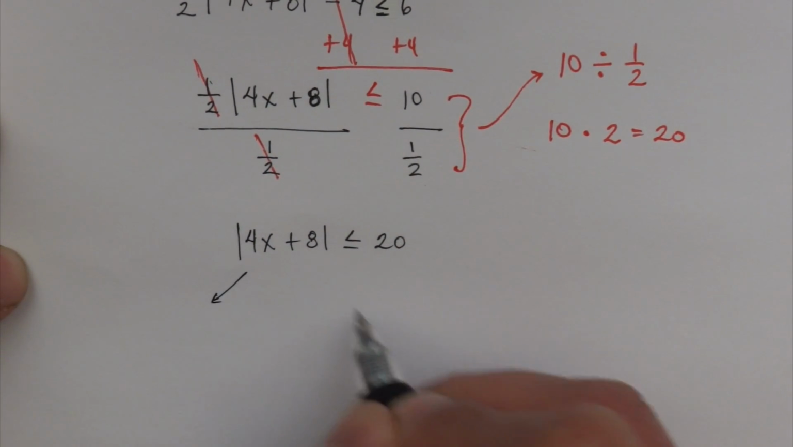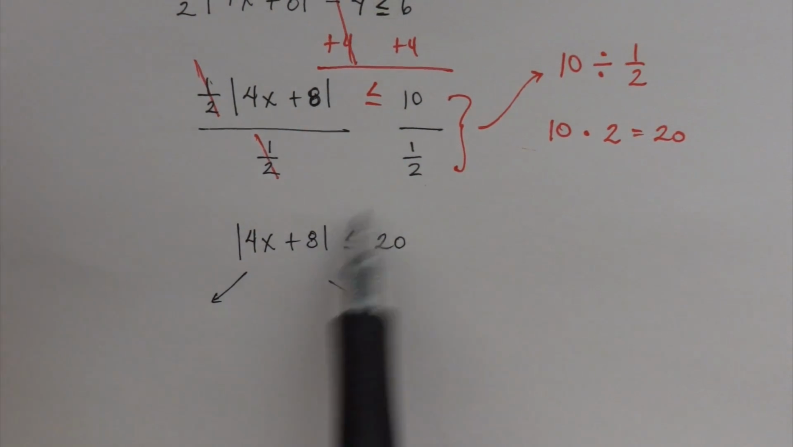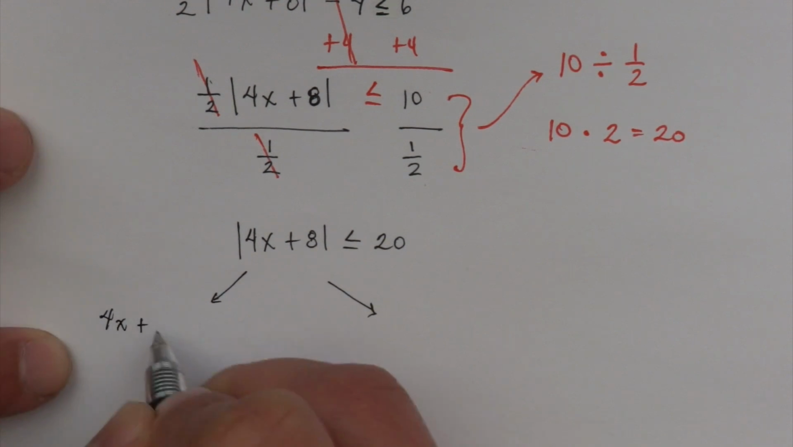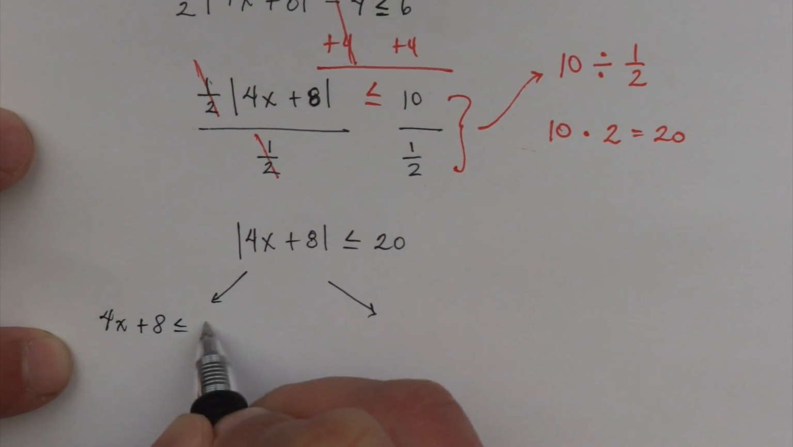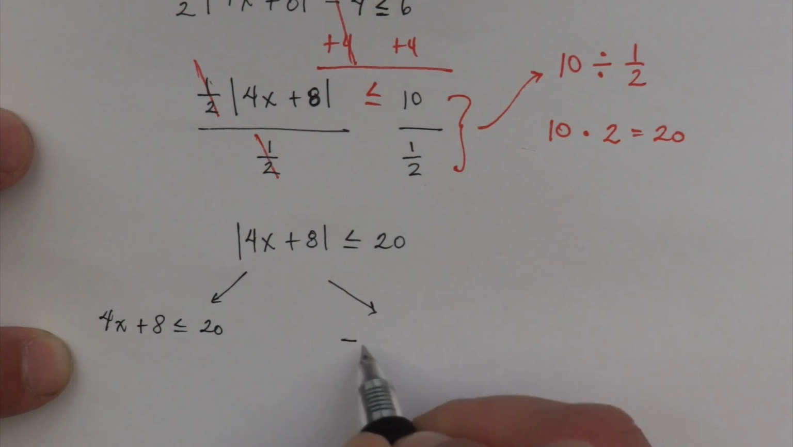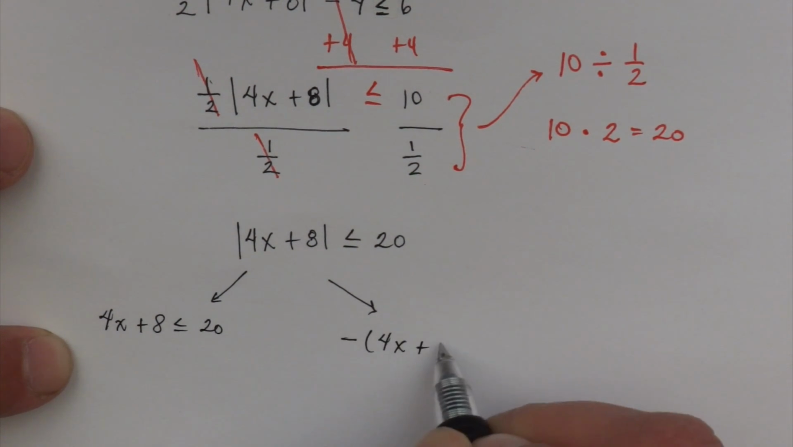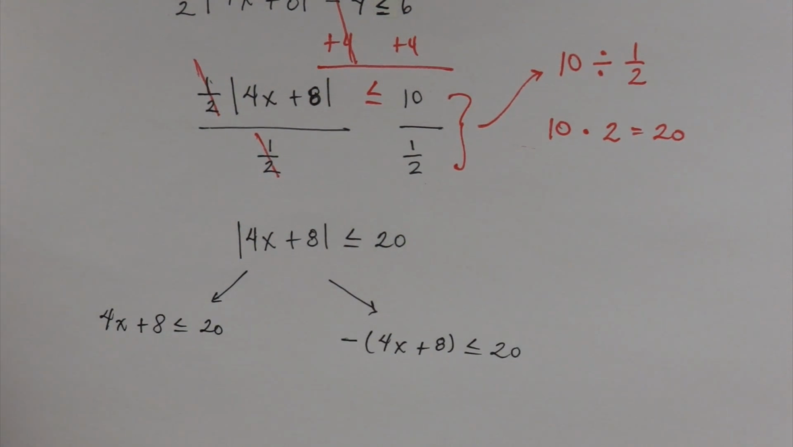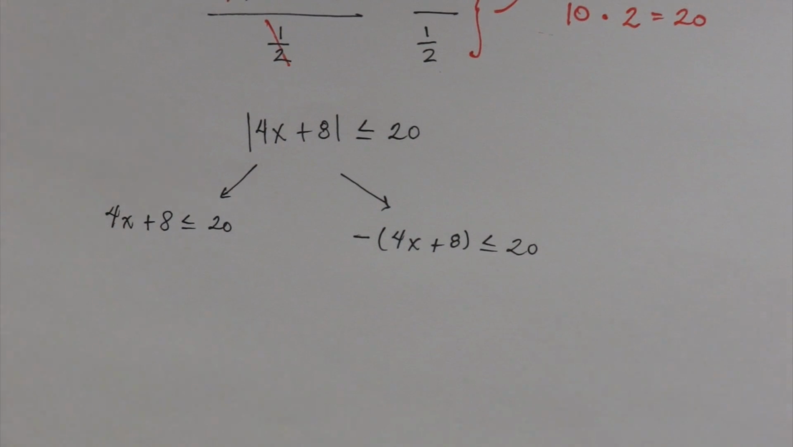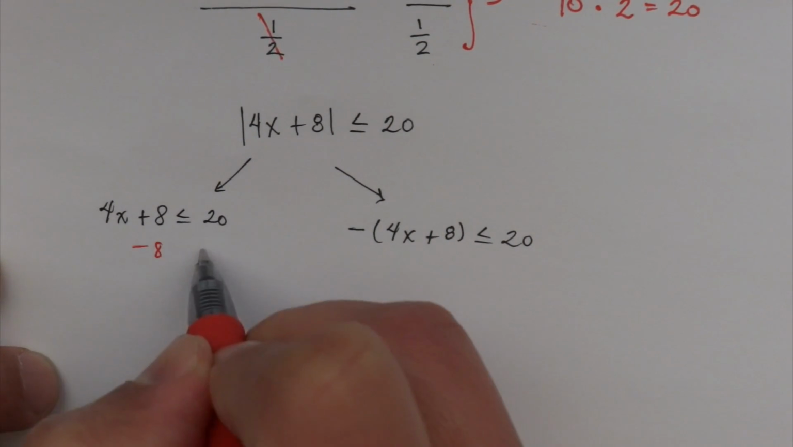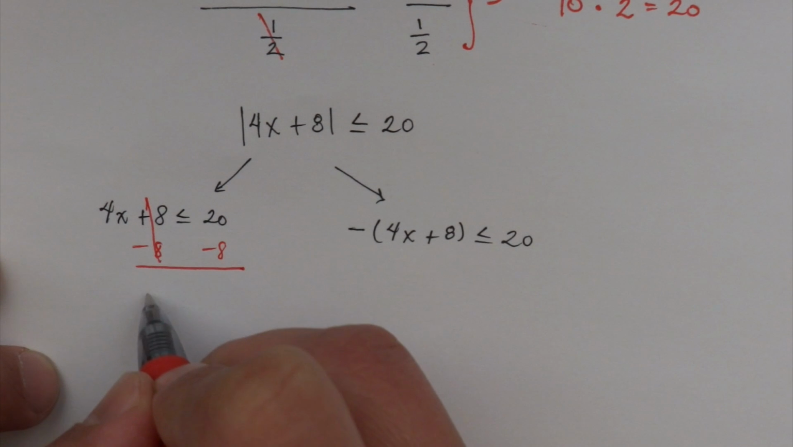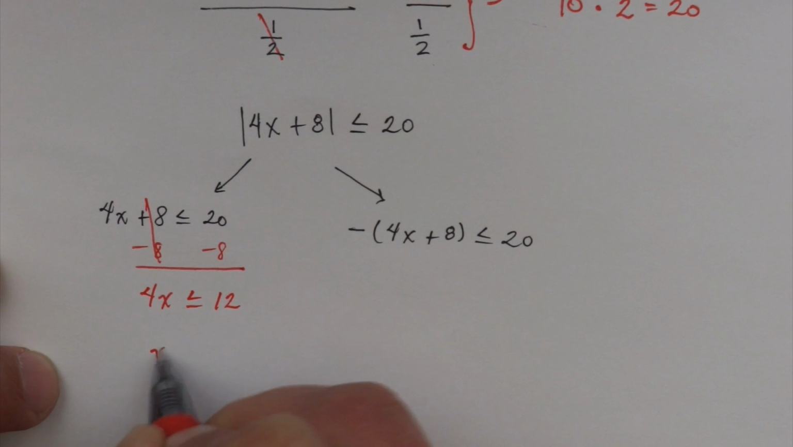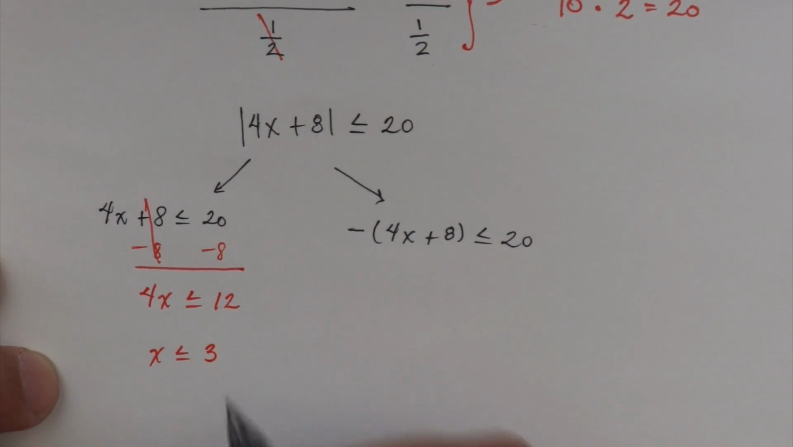Remember, absolute value has two solutions. Now you notice I've kept the absolute value up until this point. Now I'm just going to remove it. I'm going to have my two inequalities. I have the positive. Now I have to account for the negative times 4x plus 8 is less than or equal to 20. And from here, I'm just going to go ahead and do my mathematics. Minus 8 on both sides. And 20 minus 8 is going to give me 12. So 4x is less than or equal to 12. When you divide by 4, x is less than or equal to 3.